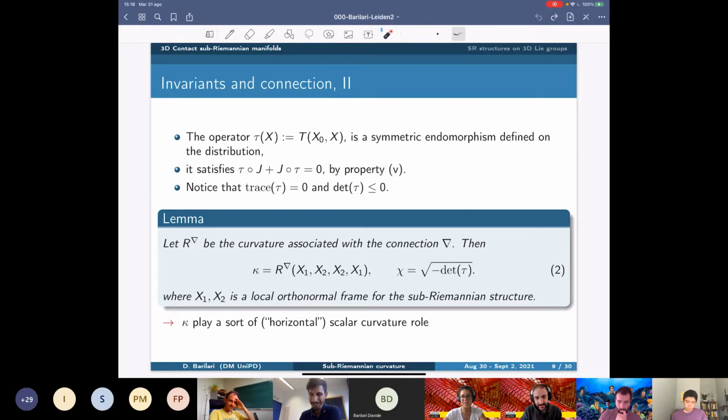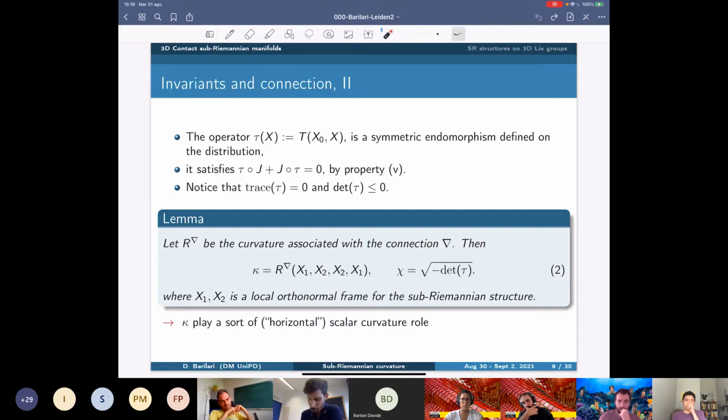So we can define an operator defined here. Tau of x is just the torsion applied to x and the Lie vector field. So you plug the Lie vector field as a first element in the torsion, and you get back a symmetric endomorphism defined on the distribution. So if you give it a horizontal vector field, it gives you back a horizontal vector field. And property number 5 listed before can be rephrased by this Q-symmetricity property with respect to J.